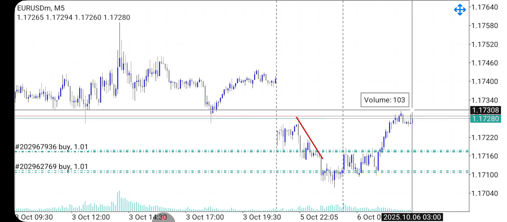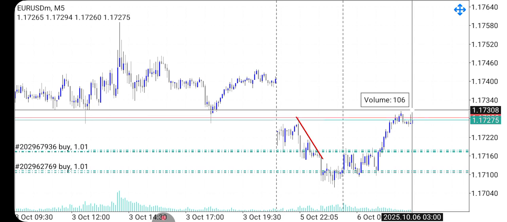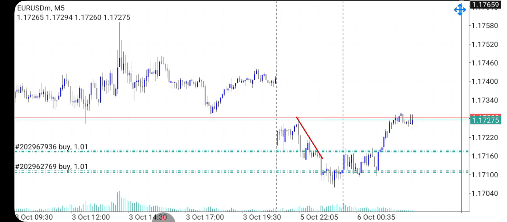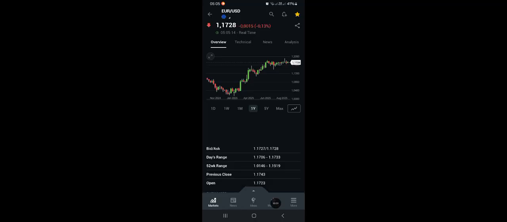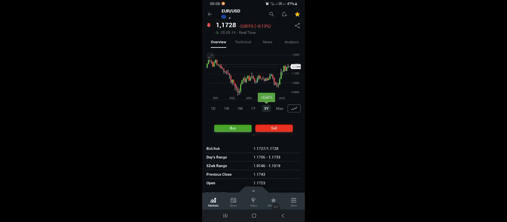It was around $1,500. So how did I confirm that this trade is a buy? You know what I did? I went to investing.com to see my yearly and 5-year movement. As you can see, this is what I saw. On the 5-year, the market is a plus 0.60% buy.